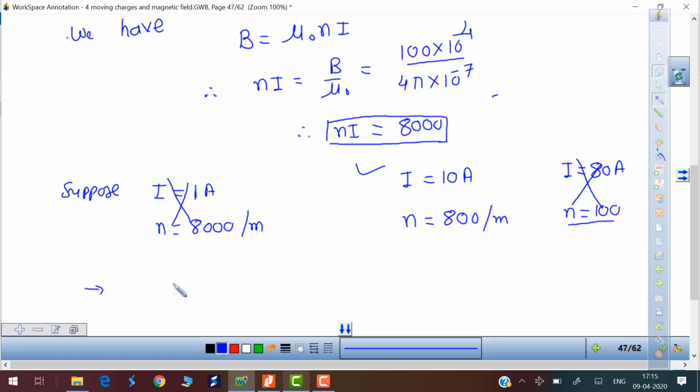So we can think, I take a solenoid of 50 centimeter.